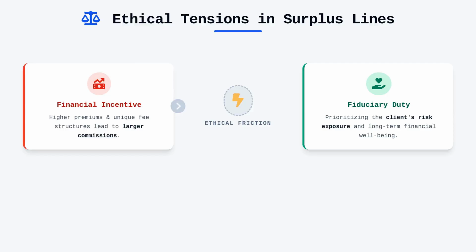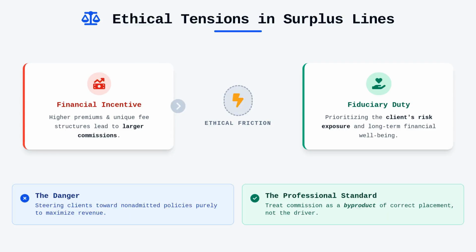that the client's actual risk exposure and financial well-being dictate the solution. True professionalism in this niche requires that you treat commission as a byproduct of a correct placement rather than the driving force behind it. If you allow the premium size or the commission rate to skew your advice, you violate the core trust upon which a broker's license is issued.